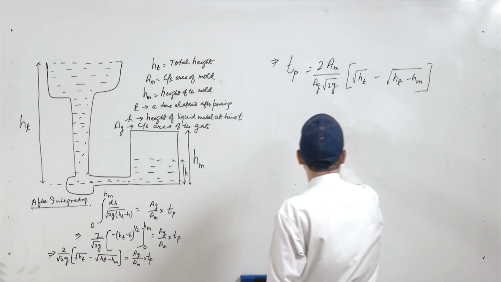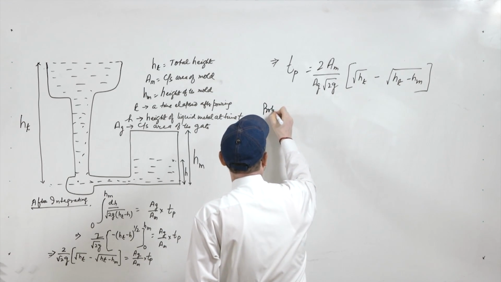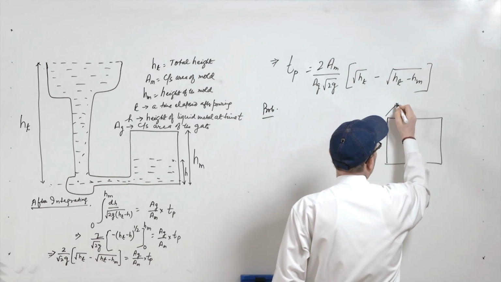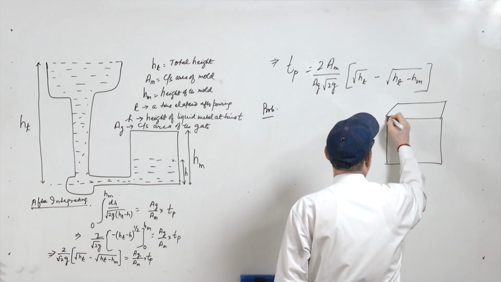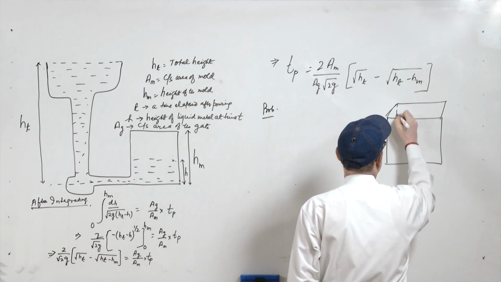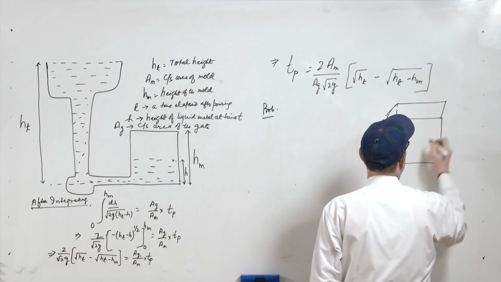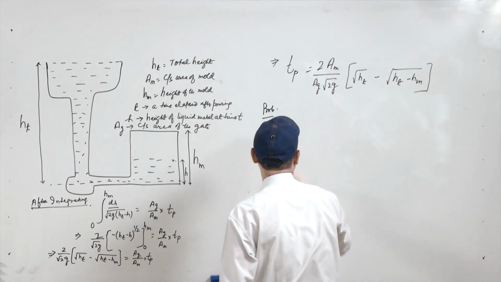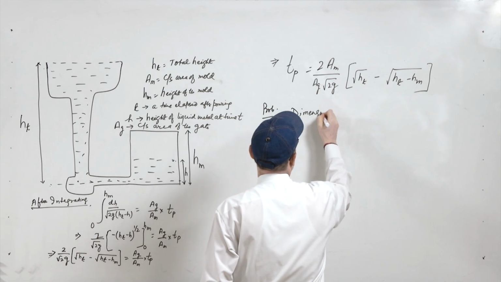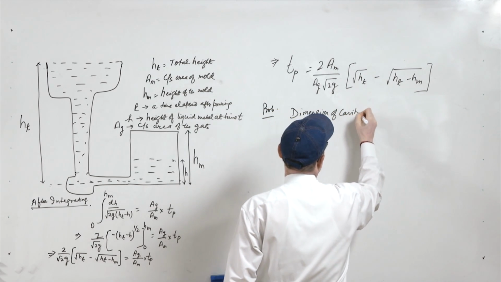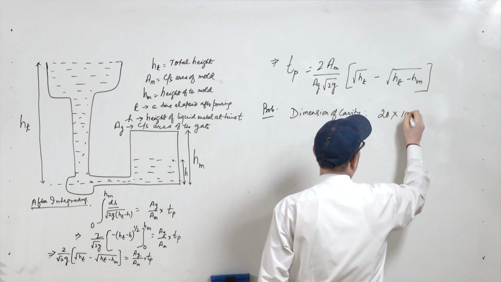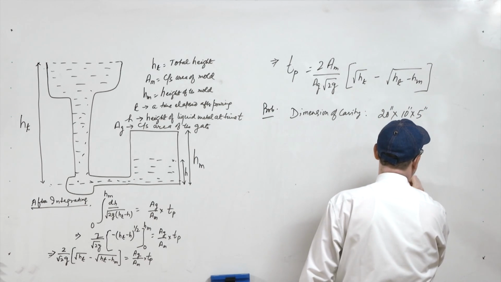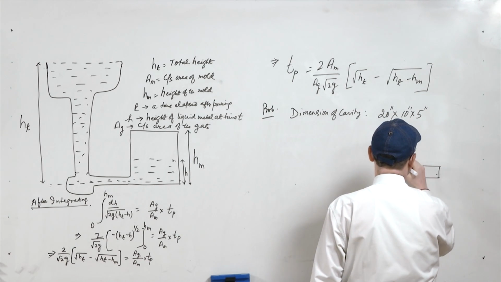So, let us see, if you have a problem like, if you have a cavity which has the dimension as 20 by 10 by 5. So, dimension of cavity 20 by 10 by 5 inch. So, you can have it as this.